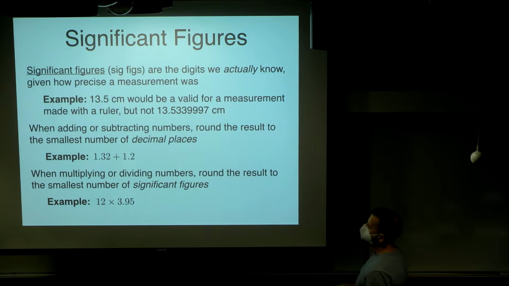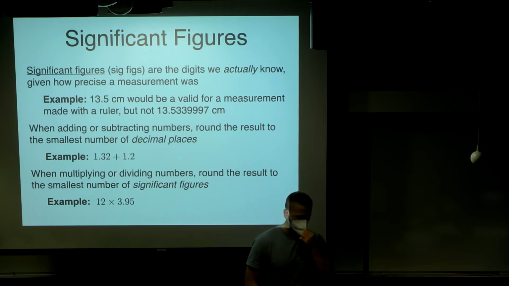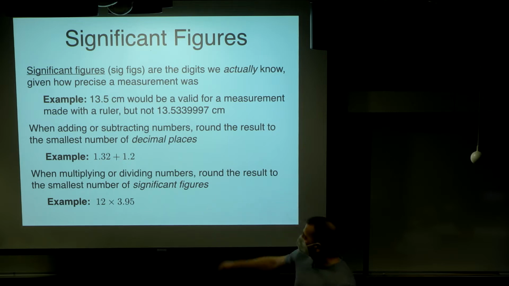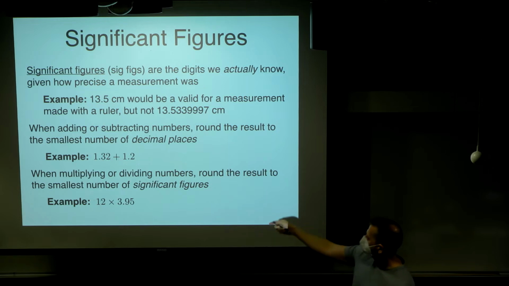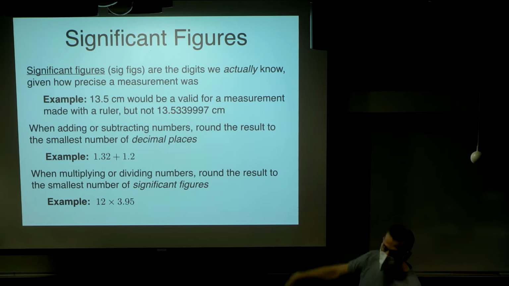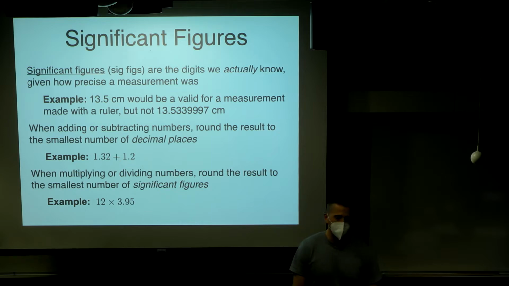For example, let's say we're using a ruler to make our measurement. Remember, a ruler has the smallest division at a millimeter, or 0.1 centimeters. So it makes sense to go to the nearest tenth of a centimeter, like 13.5. But if I were making a measurement of length with the ruler and I expressed it as 13.5339997 centimeters, obviously these last digits are meaningless because we couldn't possibly know those. That's the whole point of sig figs.